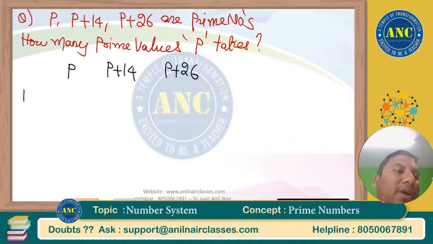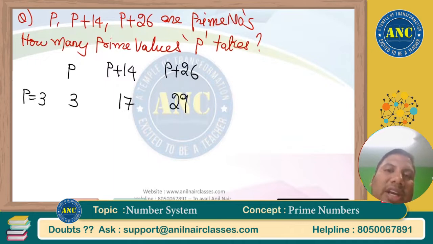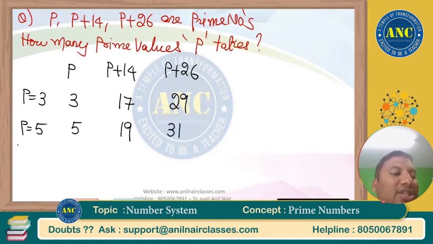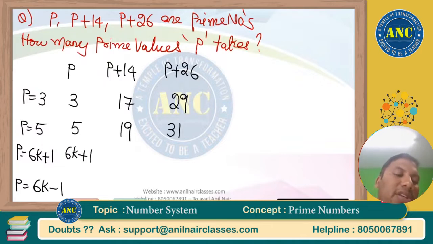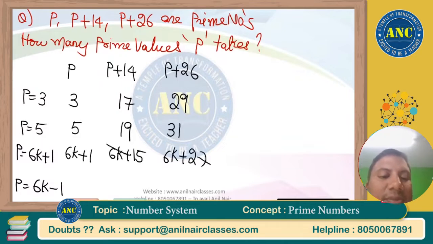The lowest prime number is 3: 3 plus 14 is 17, 3 plus 26 is 29. Next prime number is 5: 5 plus 14 is 19, 5 plus 26 is 31. For a prime number greater than 5, one is 6k plus 1, another is 6k minus 1. If I take 6k plus 1, then 6k plus 1 plus 14 is 6k plus 15, and 6k plus 27. Both are divisible by 3. Now 6k minus 1: P plus 14 is 6k plus 13.